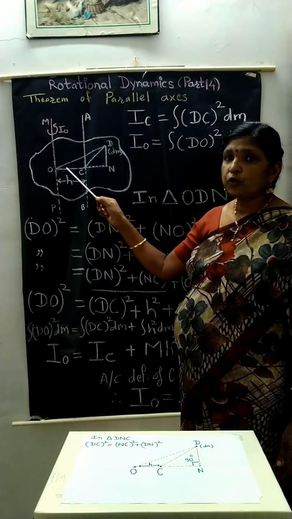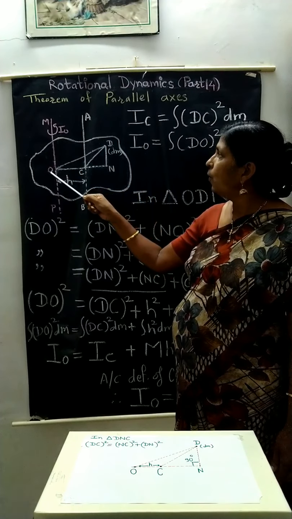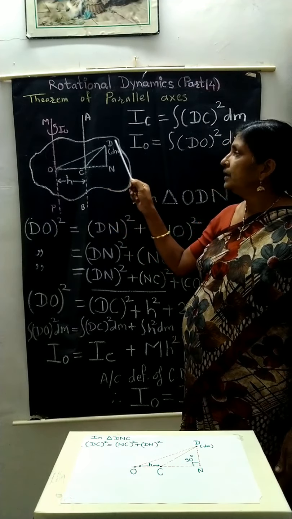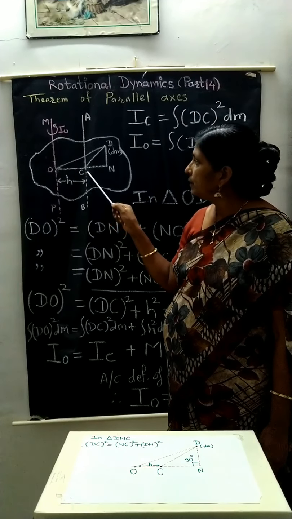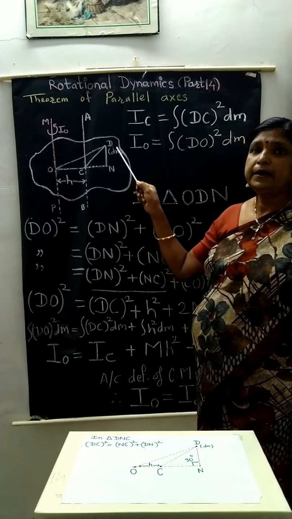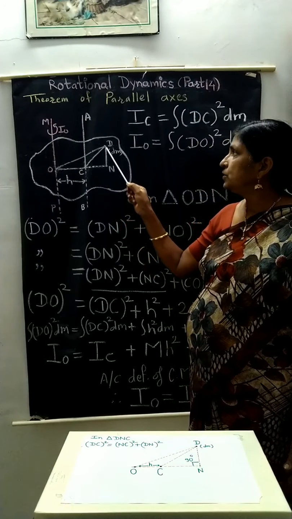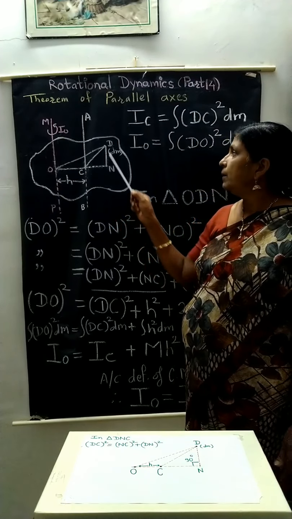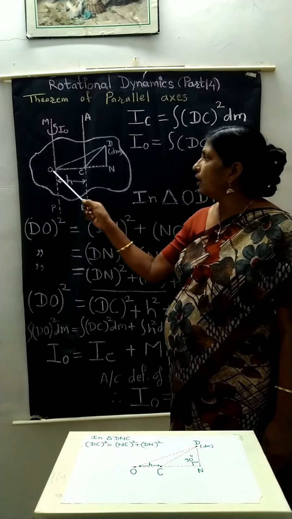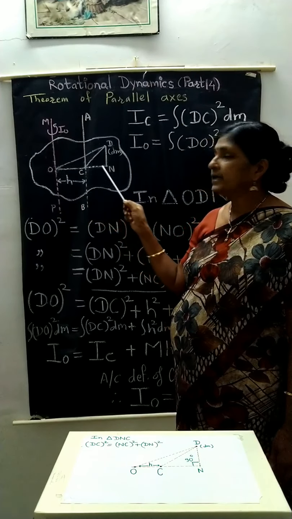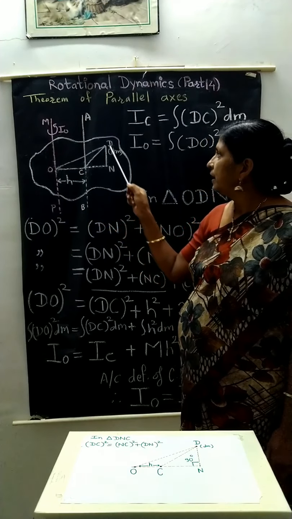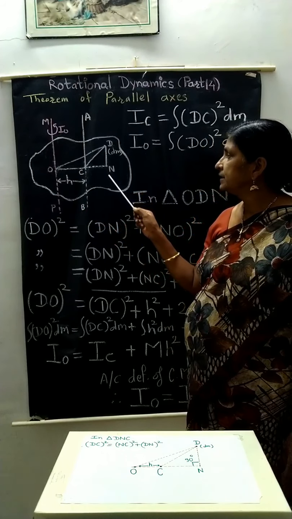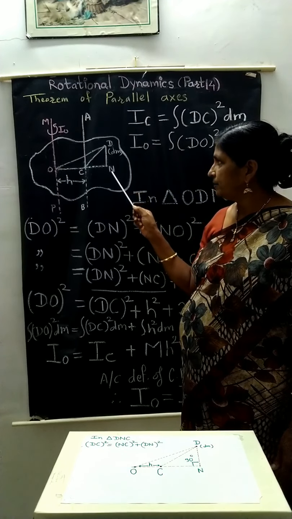Then we have to join point O and point D. Similarly, join point C and point D. Also, we have to draw a perpendicular on OC extended. It intersects at point N.